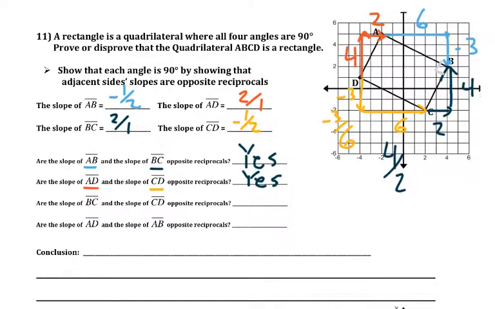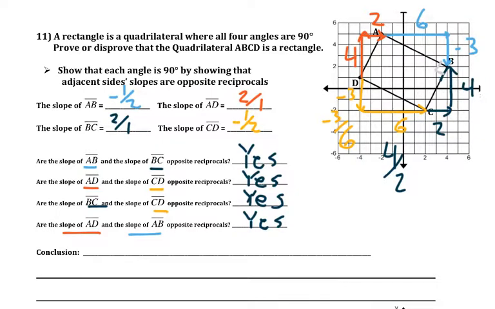So yes. Now the next one. We have the side length BC, and then we have CD, and we're asking, are the slope of BC and the slope of CD opposite reciprocals? So BC is 2 over 1, CD is negative 1 over 2, so again we're going to say yes. Are the slope of AD and the slope of AB opposite reciprocals? Well, AD is 2 over 1, AB is negative 1 over 2, so again we're going to say yes, these have opposite reciprocal slopes. So now we're going to write our conclusion.